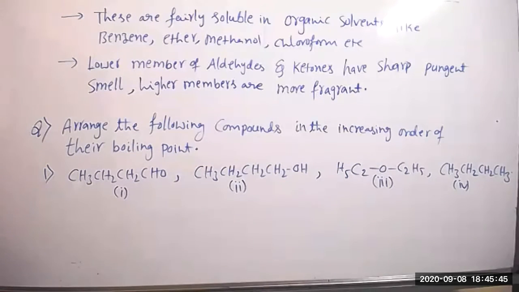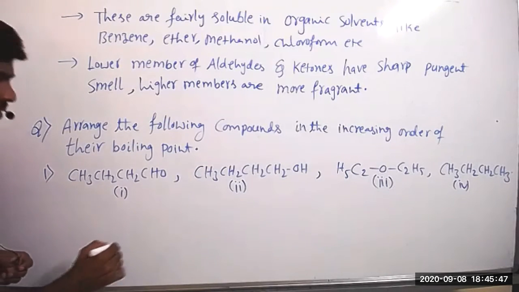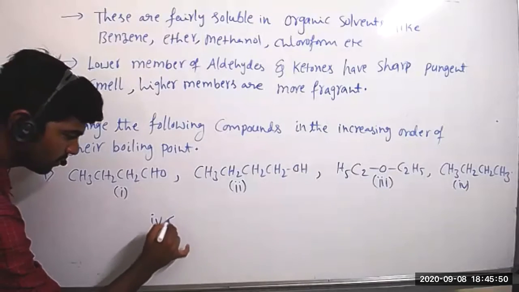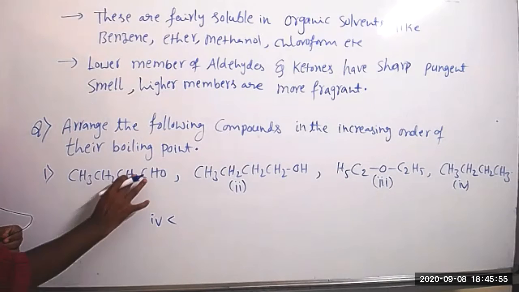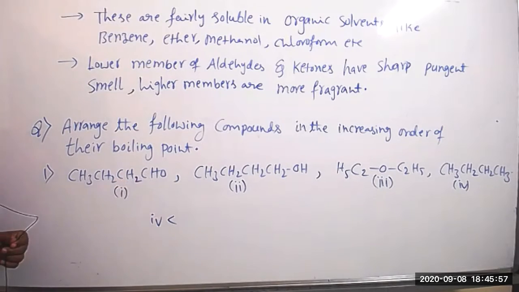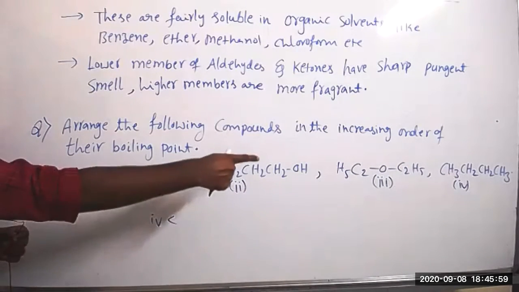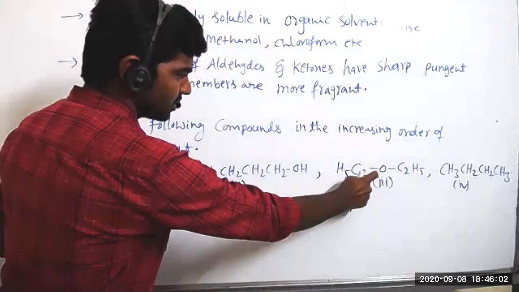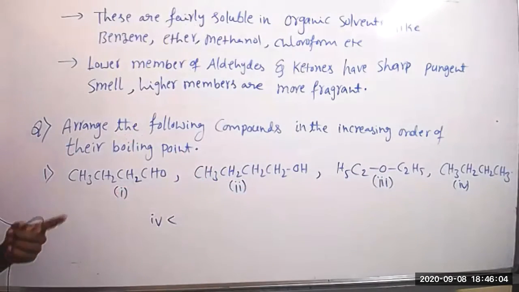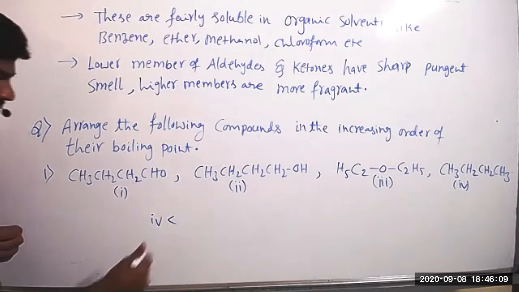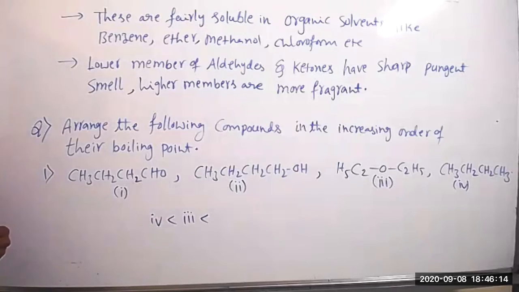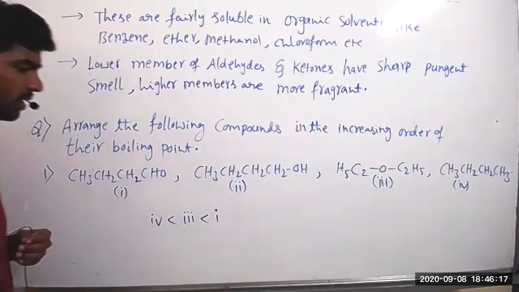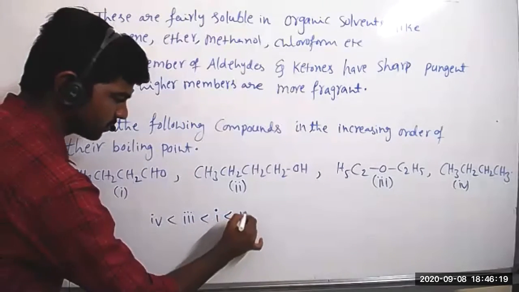So 4, 1, 3, 2. Which one has the higher boiling point, aldehyde or what is this? That is not a ketone, that is ether. So 3. Then 1. Highest is alcohol, 2.